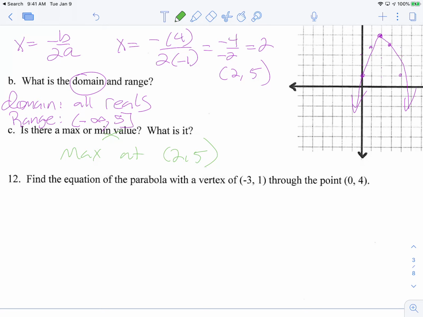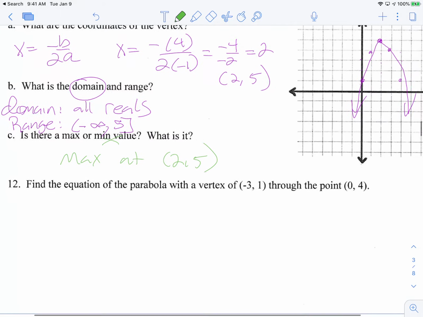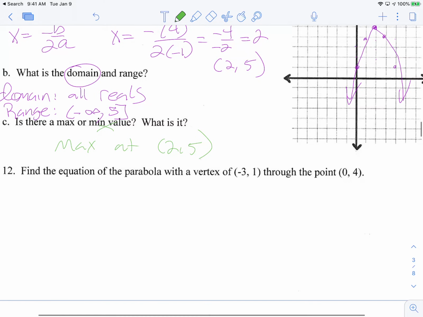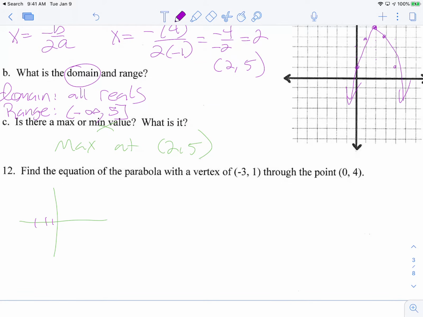That's our vertex. And find the equation of the parabola. It's a different question. Find the equation of the parabola. You gotta make sure you don't skip this. This is on there, okay? So again, let's get an idea of what this graph is looking like. All right, so if I sketch this, we have negative 3, 1 is one of the coordinates, and it goes to the point 0, 4.